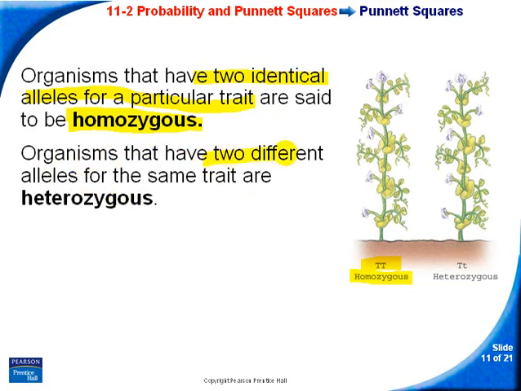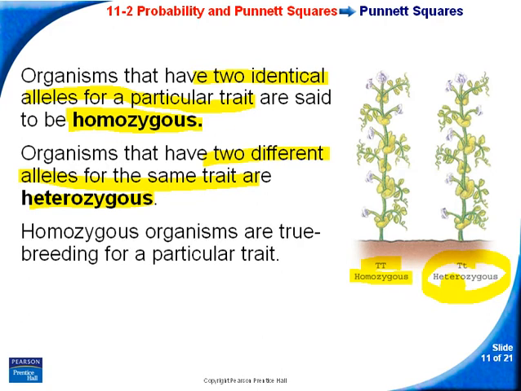And if they have two different alleles for the same trait, we call them heterozygous. And here's the heterozygous plant right here. It has a big T and a little t. Homozygous plants are what we call true breeding. We talked about this at the very beginning of Mendel's experiments.